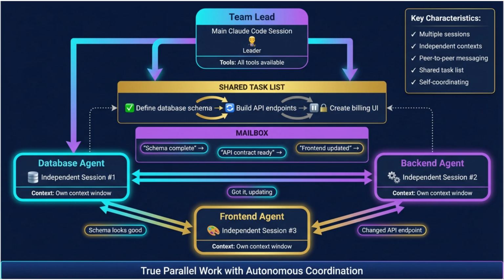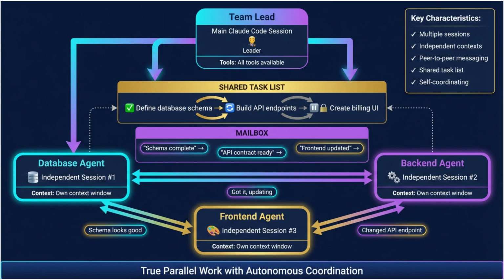Backend agent tells frontend, changed API endpoint from /tokens to /billing/tokens. Update your fetch calls. Frontend receives, acknowledges, updates code. No human intermediary. Lead coordinates. Creates team, defines task breakdown, spawns teammates with instructions, monitors progress. But once working, teammates operate autonomously. Claim tasks, coordinate, check in only when stuck. This enables true parallel work with real-time coordination. 3 teammates on database, backend, frontend, simultaneously, messaging as dependencies resolve.